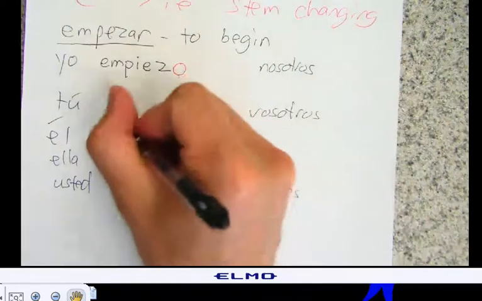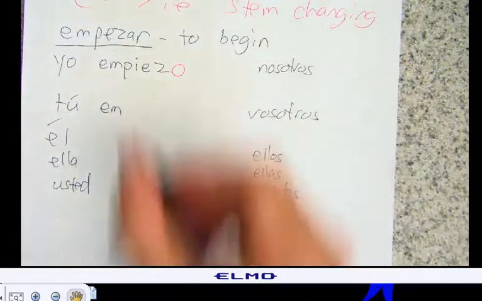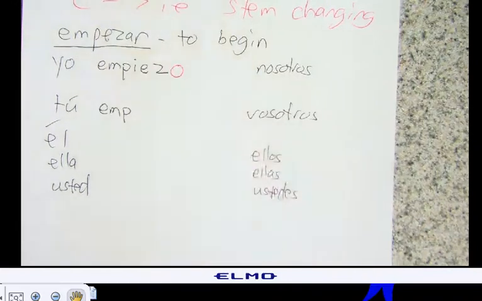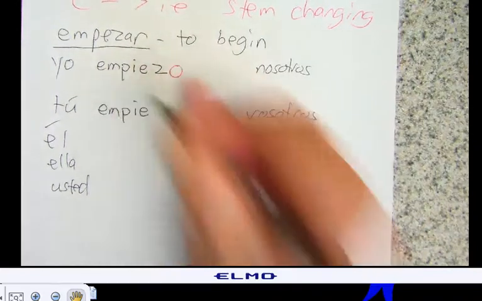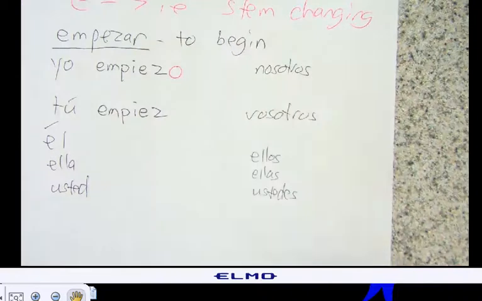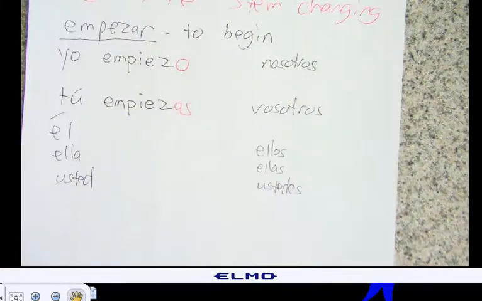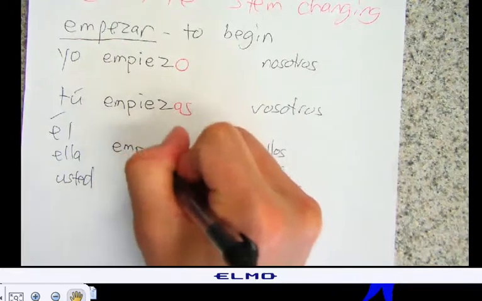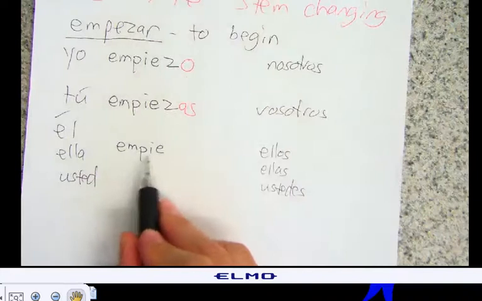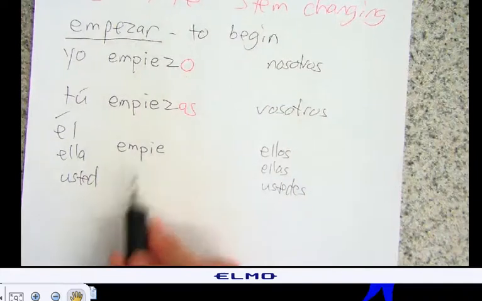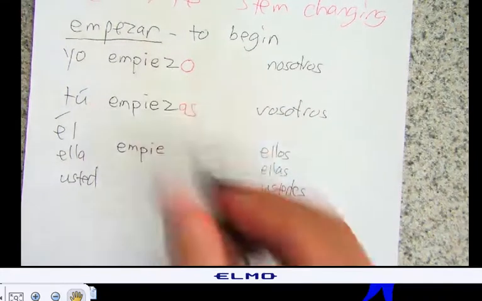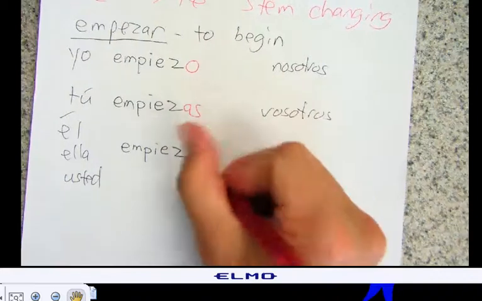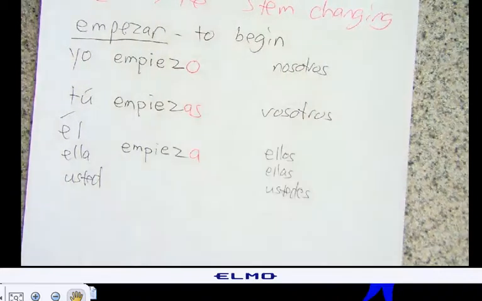Okay, so you could probably predict what this is going to be, right? EMP, change that E to an IE, keep the Z, and then keep the same ending. So empiezas means you begin. The third person singular, he or she or you. EMP, change the E to an IE, keep the Z, and empieza. Very good. Now, here's the trick.